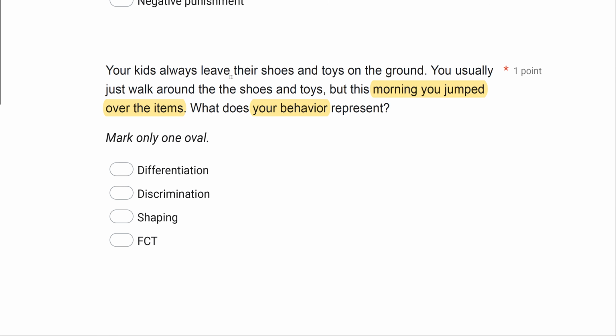Well, your kid always leaves their shoes and toys on the ground. Typically, you just walk around the shoes and toys. But today, what did you do instead? You jumped. So you changed your response. So what does your behavior represent?